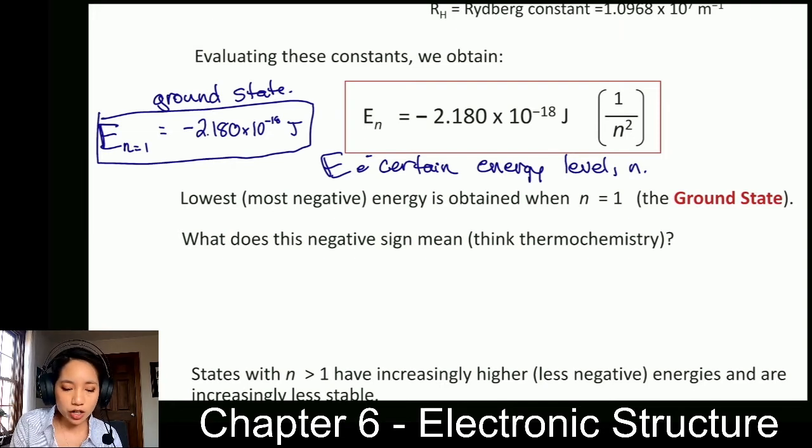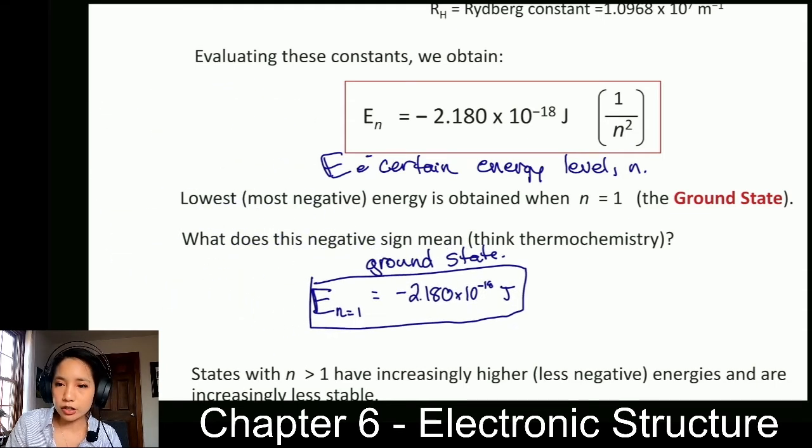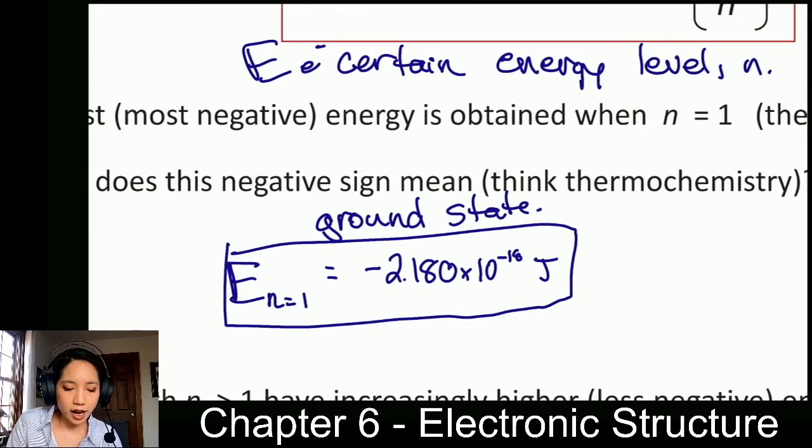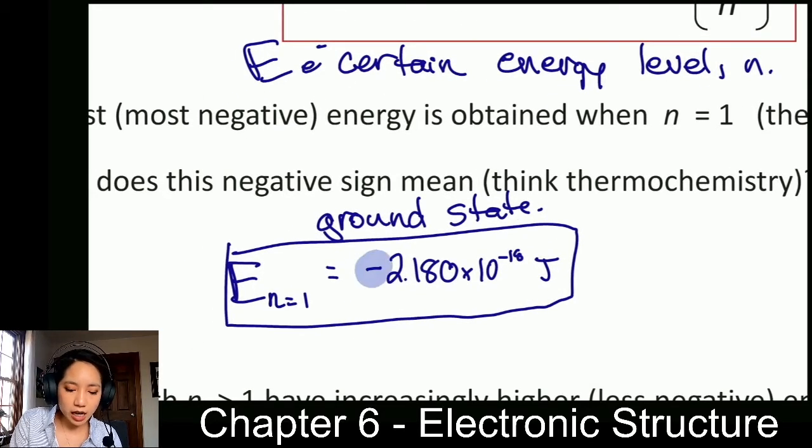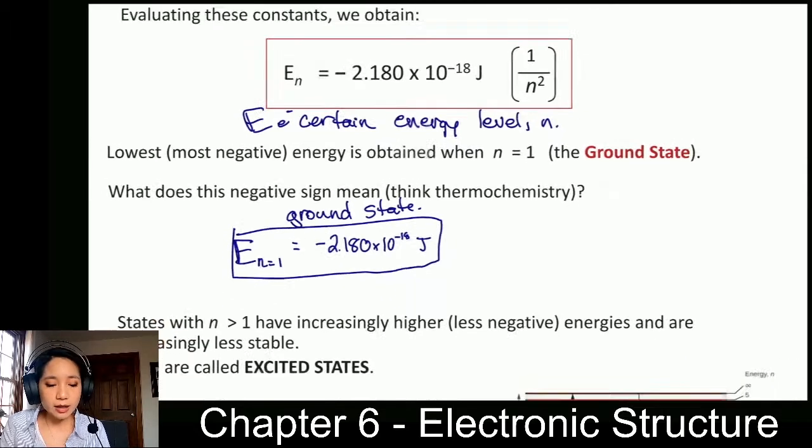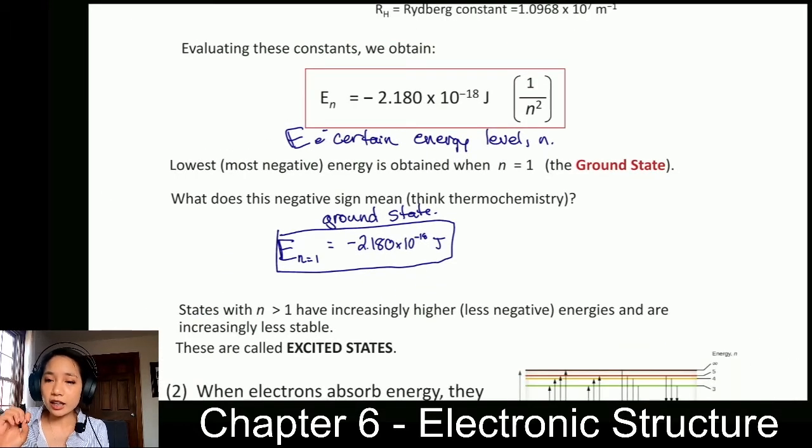So I propose a question here. What does the negative sign mean in this calculation that I just did? Well, it's not really a calculation, I just did times 1. What does this negative sign in our energy value mean? If we think about this in terms of thermochemistry, it means that when that electron is in the n equals 1 orbit around the nucleus, that electron is more stable.